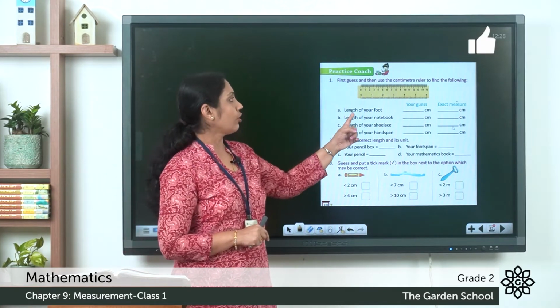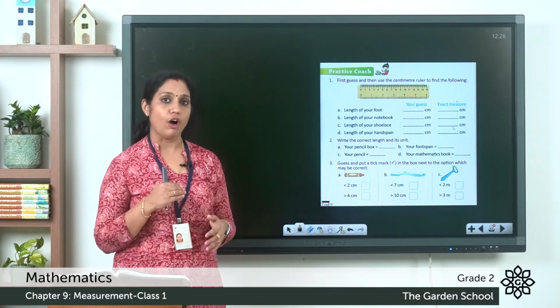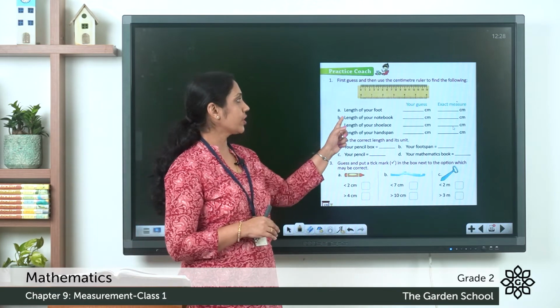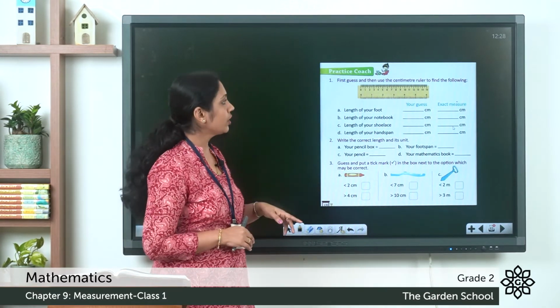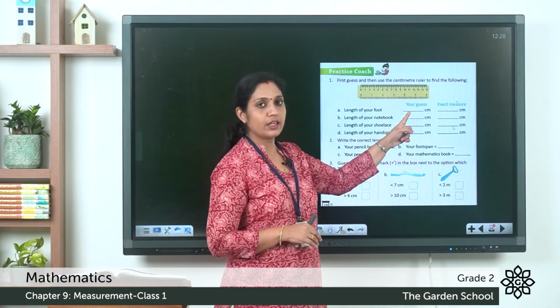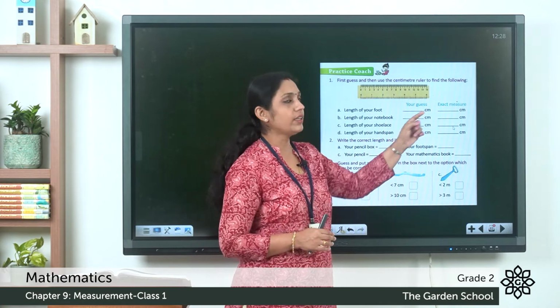A, length of your foot. First you guess how many centimeters it will be. After that, take the ruler and measure it and then write it here, that is the exact measure. So first you can write your guess under your guess, and the exact measure after measuring using a ruler, you can write it here.